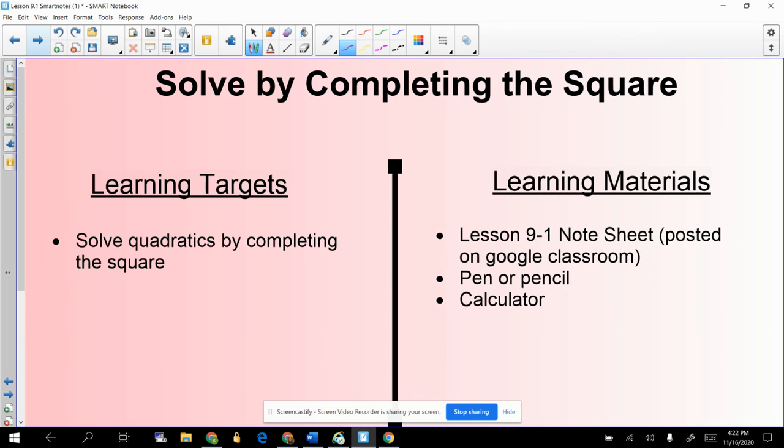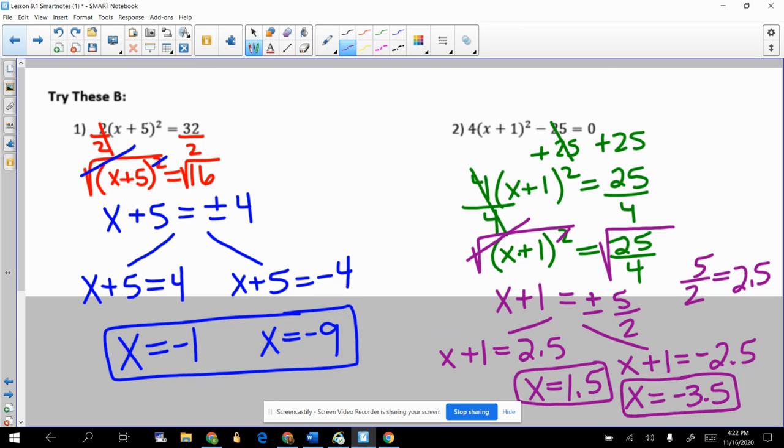Okay, so that's pretty much it for your solving by square rooting.